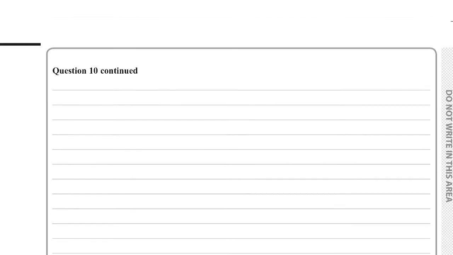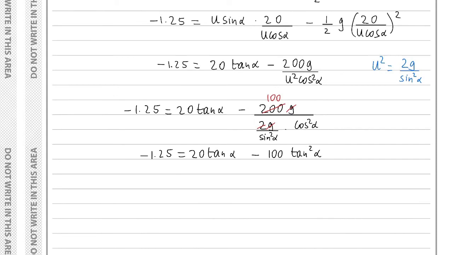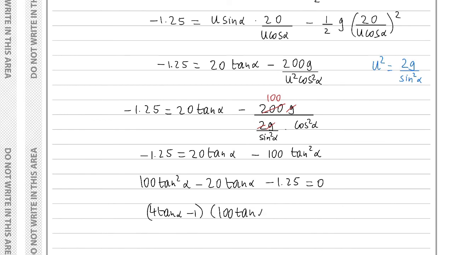Why? Because in the denominator we had cos squared over sine squared, which is the same as sine squared alpha over cos squared alpha in the numerator. So this is essentially leading to a quadratic in tan alpha. We've got 100 tan squared alpha minus 20 tan alpha minus 1.25 is 0. This is a quadratic in tan alpha, which we can factorize into (4 tan alpha minus 1)(100 tan alpha plus 5).